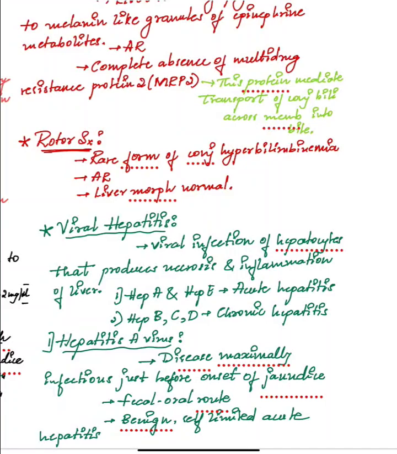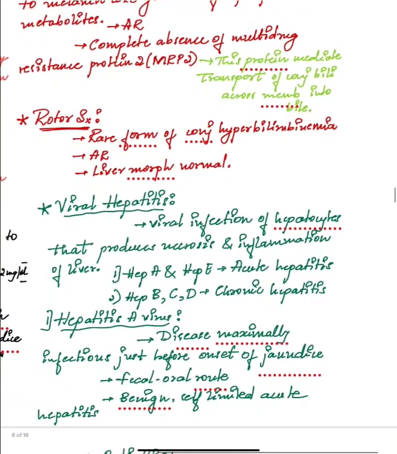Now coming to Rotor syndrome. In this Rotor syndrome, it is a rare form of conjugated hyperbilirubinemia. It is autosomal recessive. Liver morphology is normal in this case.